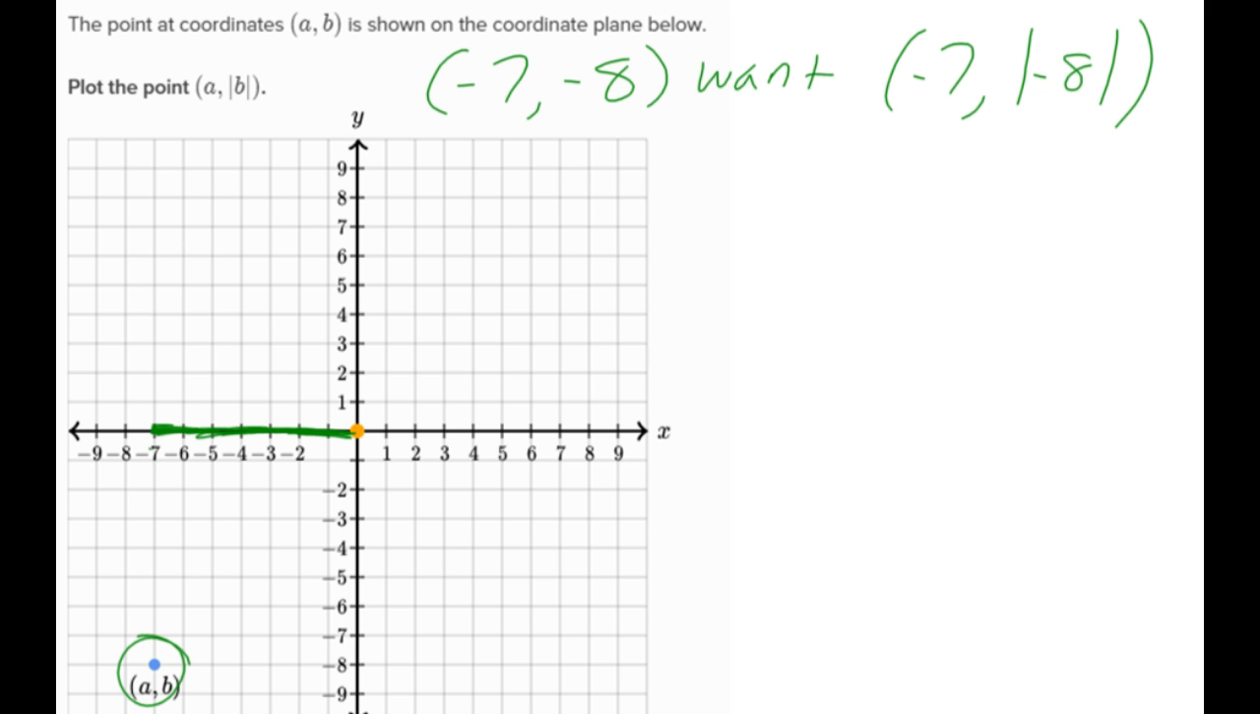So what I'm really doing now is I'm moving this up to here. It is going to go from here to there. Okay? So I'm going to move this orange dot to that spot right there. And then now I have plotted the point A, absolute value of B. The A value stays the same. The B, I want the absolute value of -8, which is +8. Let's take a look at the next one.